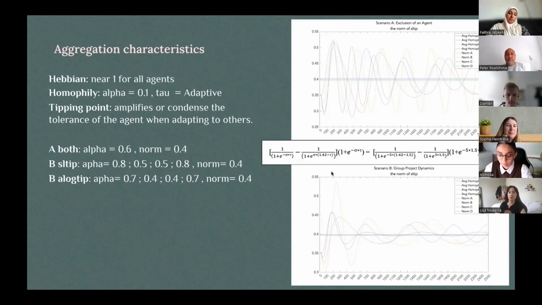The tau, which is the tipping point, is adaptive, and that adaptive tipping point has 2 parameters, the alpha and the norm. The alpha is the amplification, so how much we want to amplify the tolerance, and the norm is kept at 0.4, and this is just the way I found it.